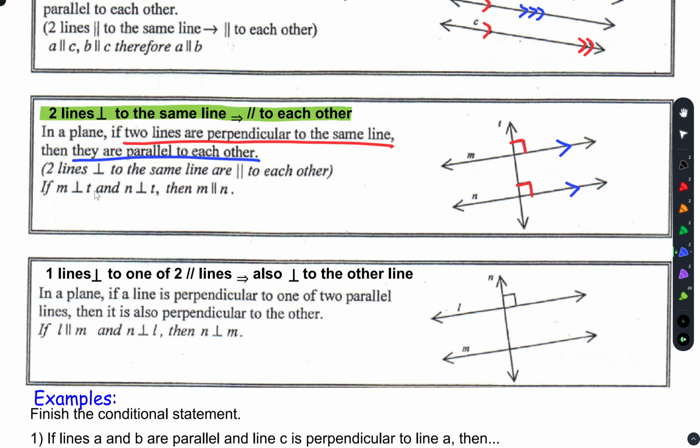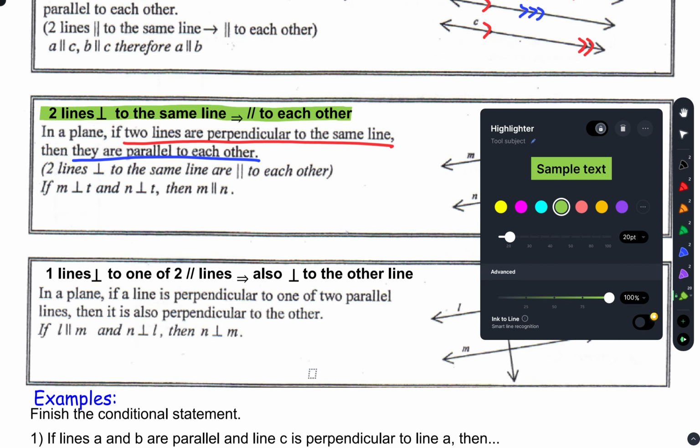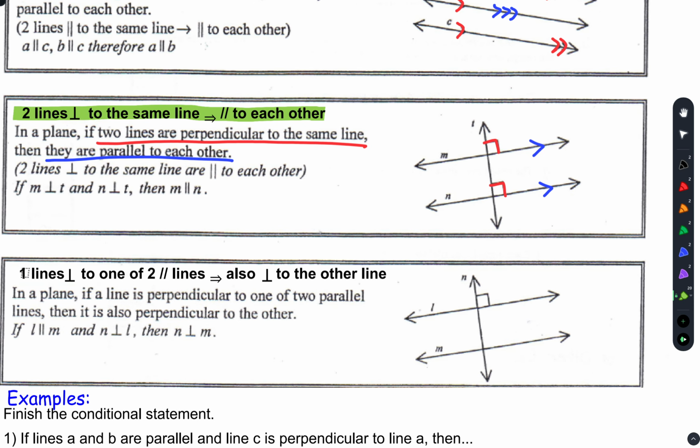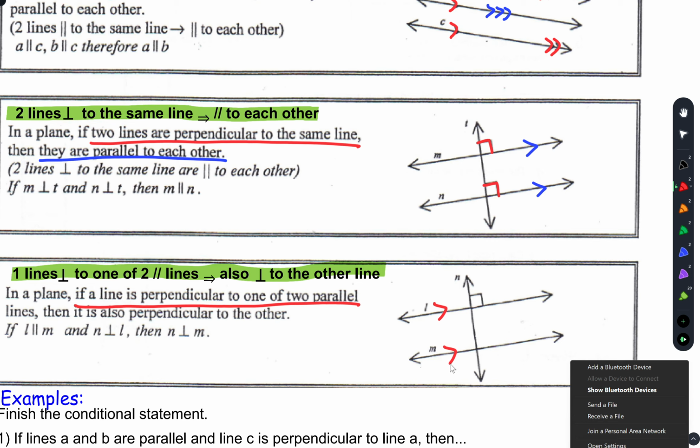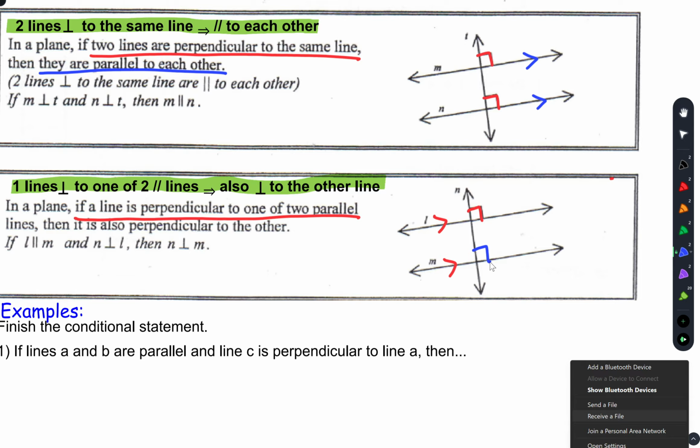Then the last one here says that if I have 1 line perpendicular to one of 2 parallel lines, it must be perpendicular to the other line. So my hypothesis states I have a line perpendicular to one of 2 parallel lines. So L and M are thought to be parallel. N is perpendicular to one of them, to line L. Therefore, N must also be perpendicular to M.